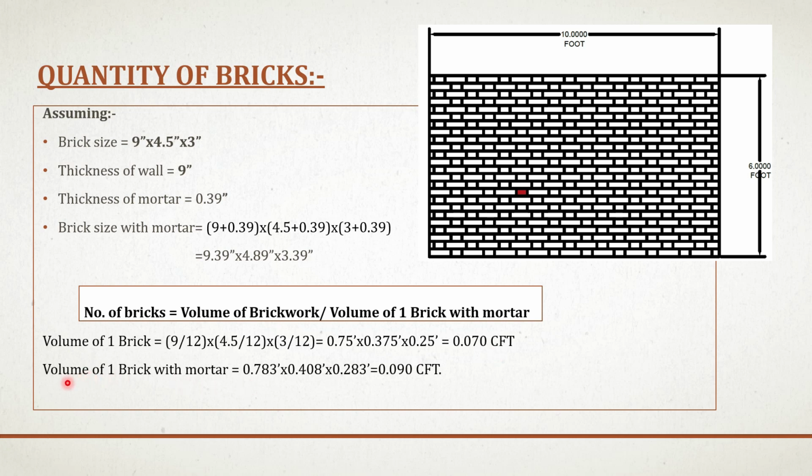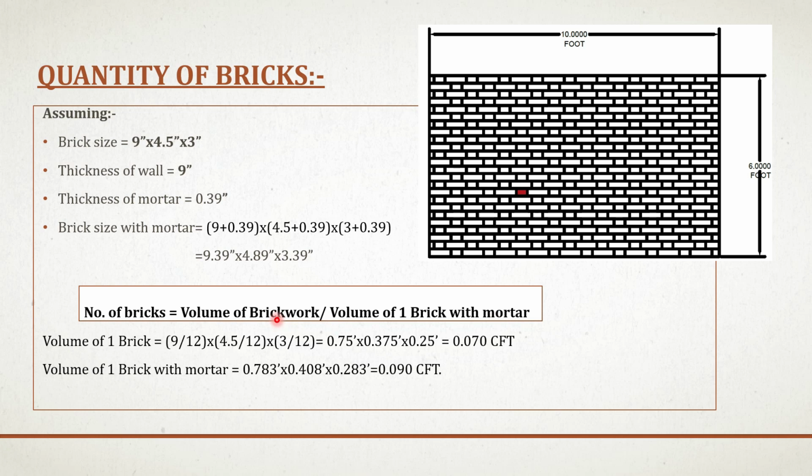Similarly, for volume of one brick with mortar: 9.39 divided by 12 equals 0.783, 4.89 divided by 12 equals 0.408, 3.39 divided by 12 equals 0.283. So you have to multiply these three values to get the volume of one brick with mortar, which equals 0.090 cubic foot. Now we know the volume of one brick with mortar.